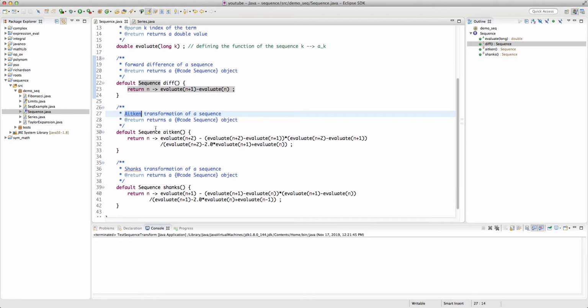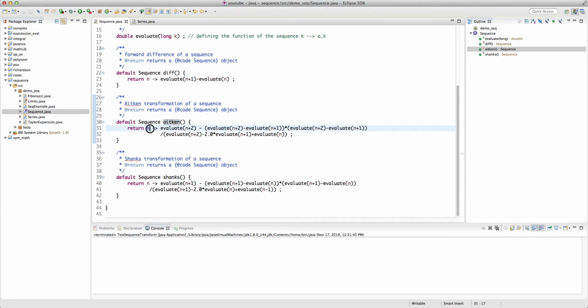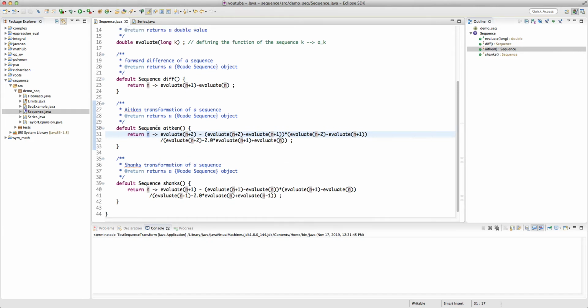For Aitken, the same thing. So I add a new default method called Aitken, and the return type is a sequence, all right? And again, I use a lambda expression. So n takes the nth term of this current sequence and calculates it at n plus 2 minus, this is the first difference, n plus 2 minus n plus 1 squared, divided by delta squared, n plus 2 minus 2n plus 1 plus n. And I'm just calling the evaluate method, all right?